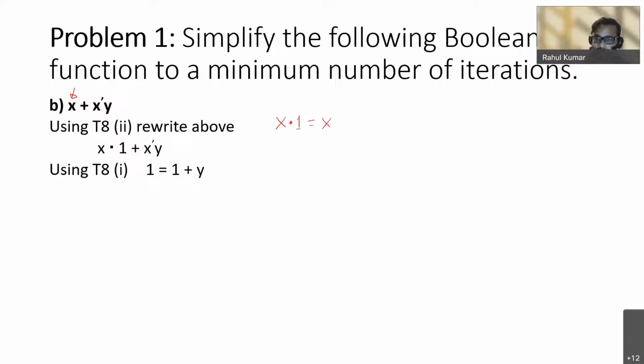Then using theorem number 8 only, the second part of theorem number 8, x plus 1 is also 1, right? So here I'm writing it as y plus 1, I can write it as equal to 1. Okay, so I will replace this 1 by 1 plus y according to the second theorem, right? So I've replaced it by 1 plus y.